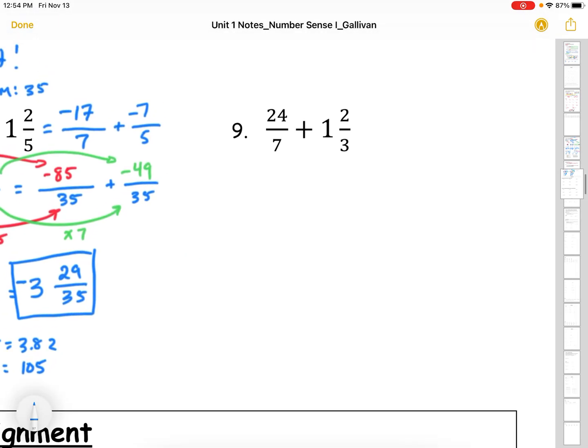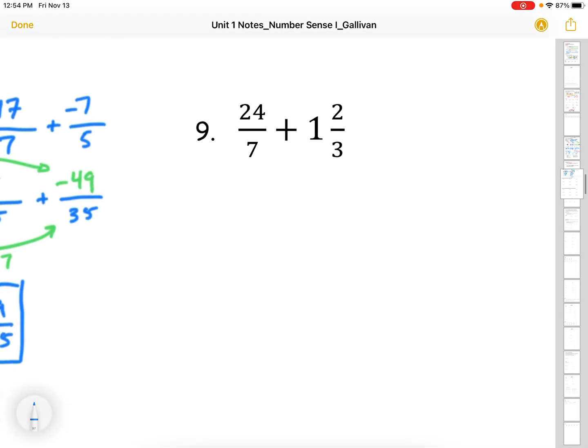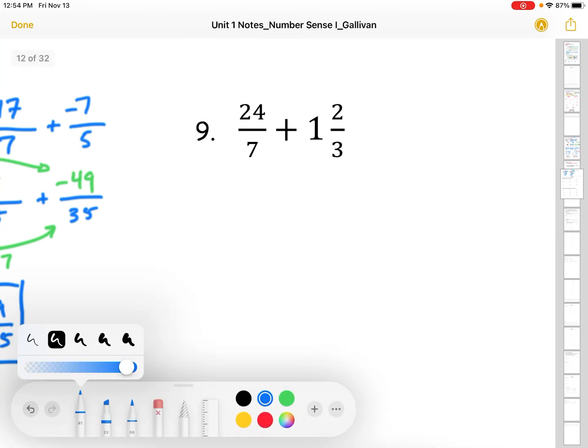Okay. Let's do another one. One more example. If you want to try that one first, and then come back and see how you do.